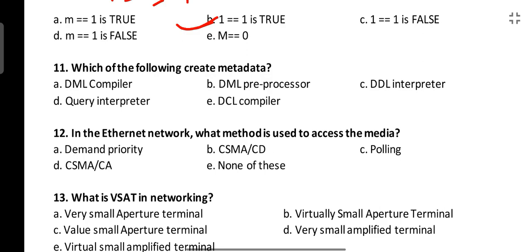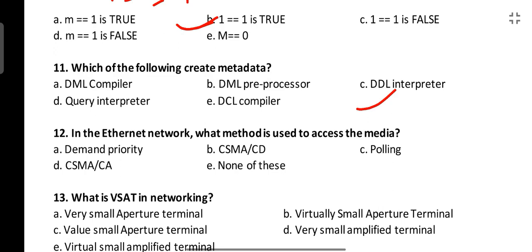Next is, which of the following creates metadata? The options are DML compiler, DML preprocessor, DDL interpreter, query interpreter, and DCL compiler. The correct answer for this is DDL interpreter. So what is this DDL interpreter?